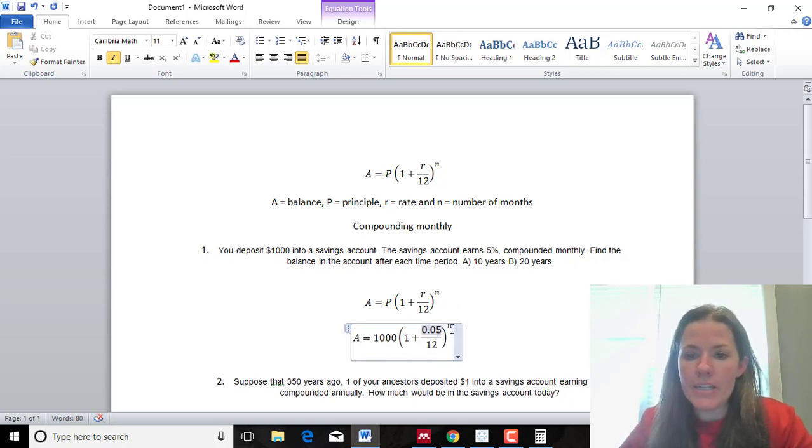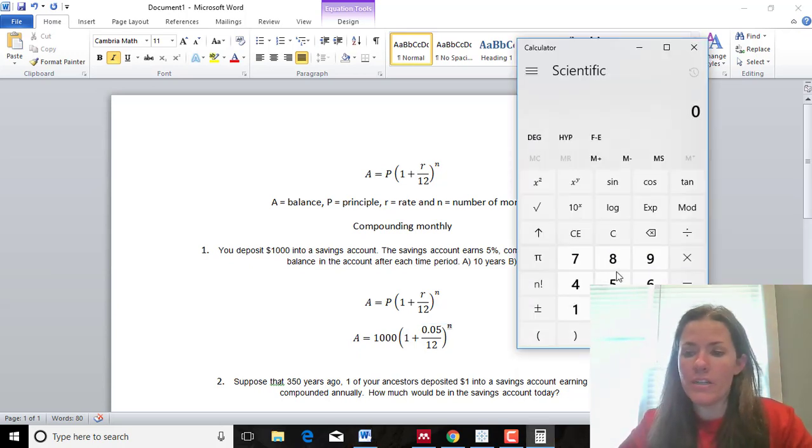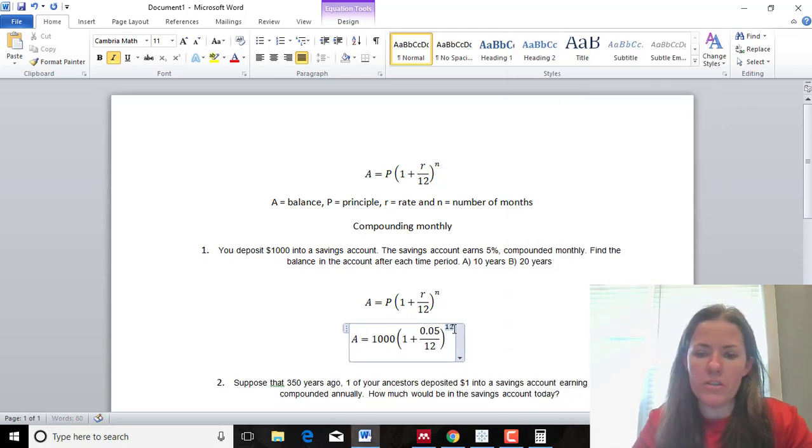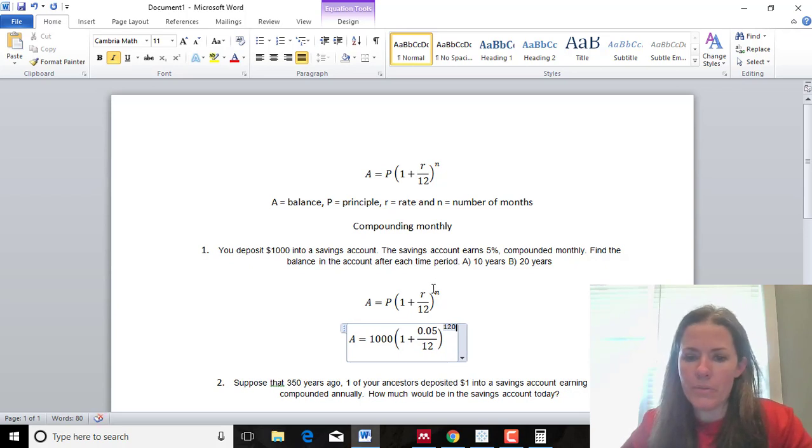And N in this case is the number of months. Don't be tricked into thinking that it's the number of years. In this case we're doing 10 years, but you have to think about how many months that is. If there are 12 months in 1 year, and I multiply that by 10, it's 120 months. I know most of y'all can do that in your head, but just to show you how I got that. All right, so here's my formula.